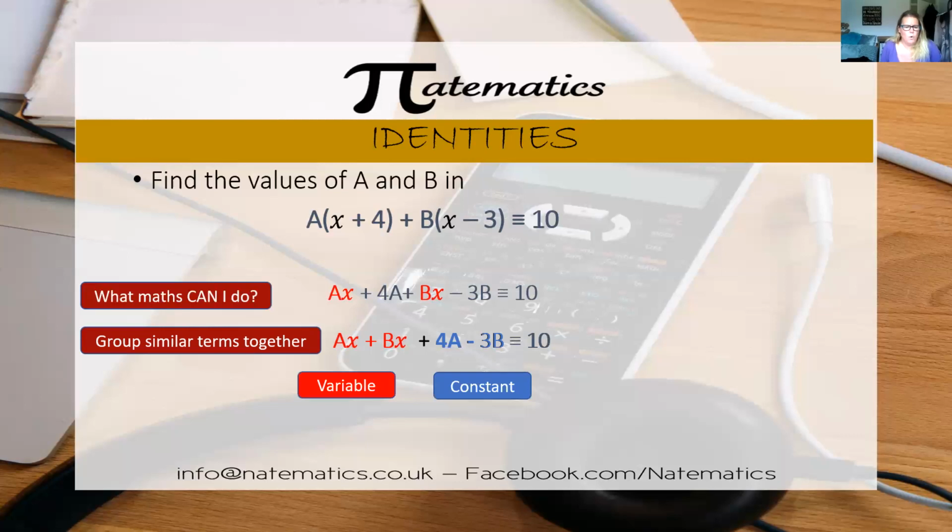So all of those four terms have got something we don't know in, haven't we? But yet all we've got on the right-hand side is a 10. So, okay, there's no x's for me to match up. I've got, what am I going to do?